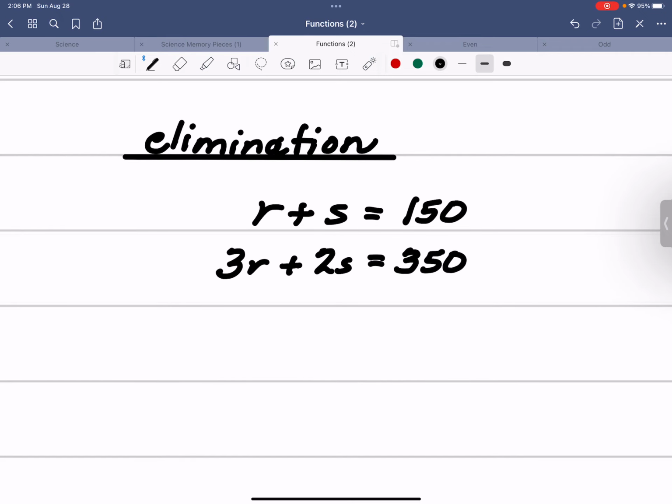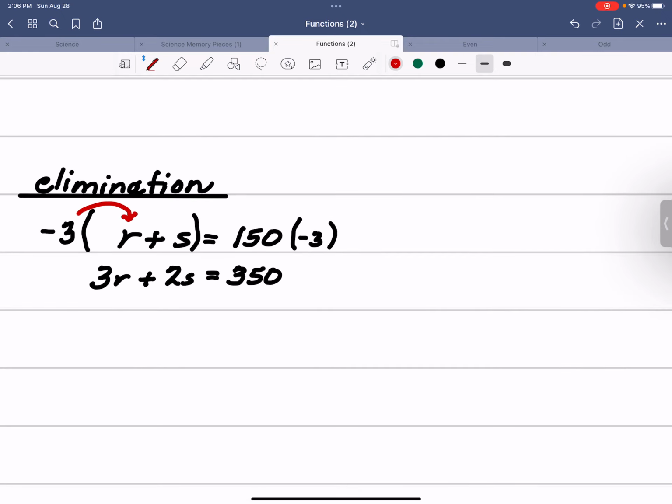Now, I'm going to focus right here. You could do either one, but I like this one. If I could get a negative 3r right here, I could cancel the r terms. So how do I do that? I can do it mathematically for sure. I need to multiply both sides by negative 3. So here comes this one. I get negative 3r, negative 3s equals negative 450.